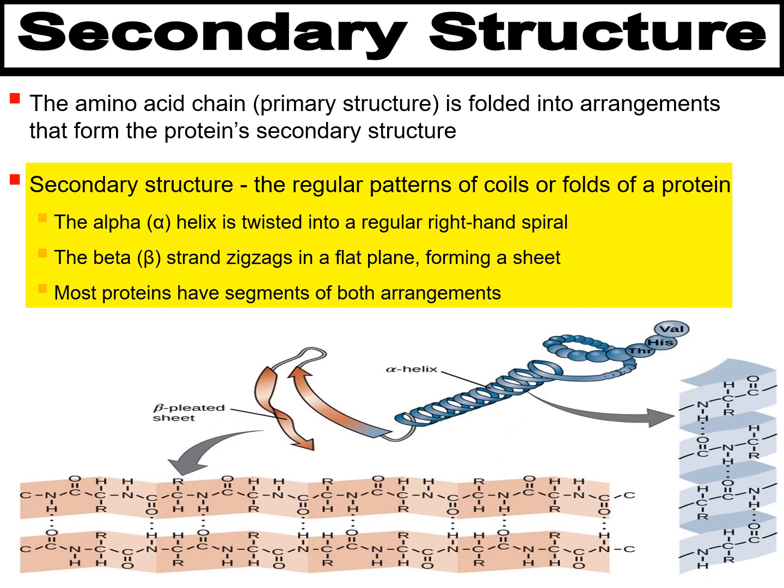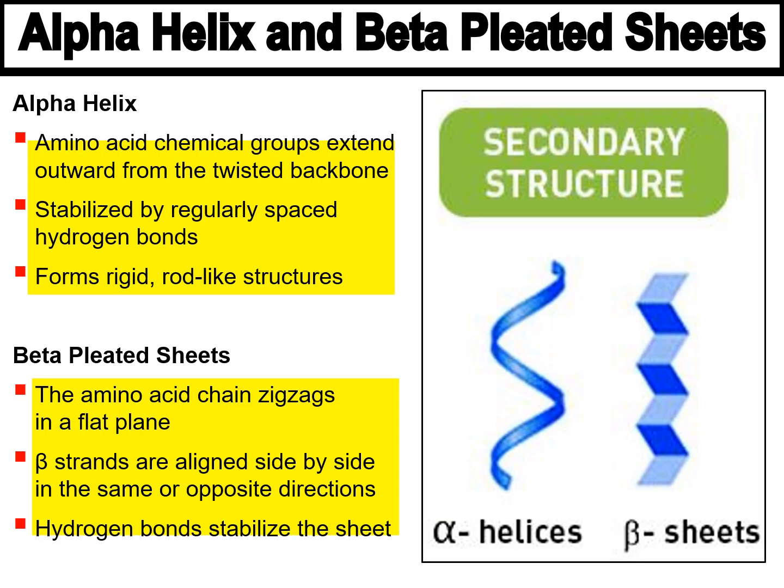Secondary structure is the second level of protein structure. Secondary structure consists of alpha helices and beta pleated sheets, as well as the regular patterns of coils or folds of a polypeptide chain. Alpha helical structures are rod-like structures. Beta pleated sheets resemble paper accordions.